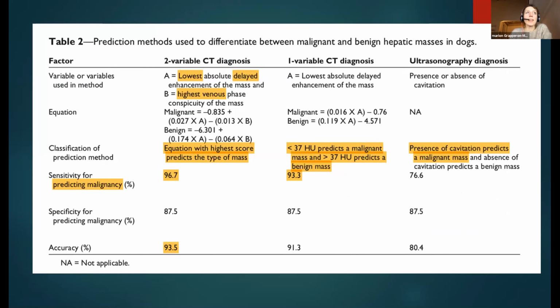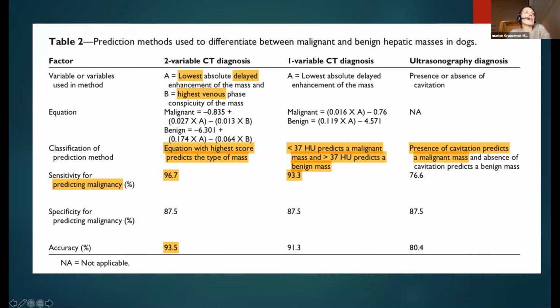What came out is that they did different statistical analyses and elaborated an equation that included the lowest delayed phase absolute enhancement of the mass and the highest venous phase mass conspicuity. And this was used to correctly classify nearly 94% of the masses as benign or malignant.